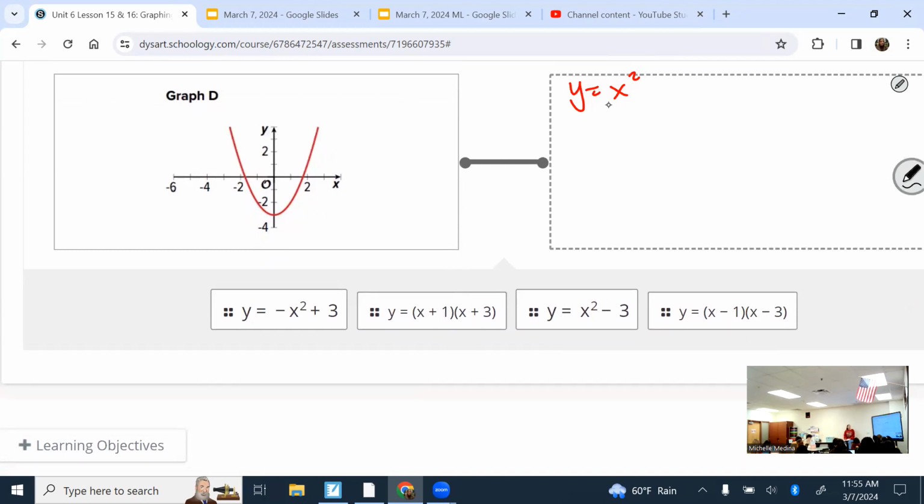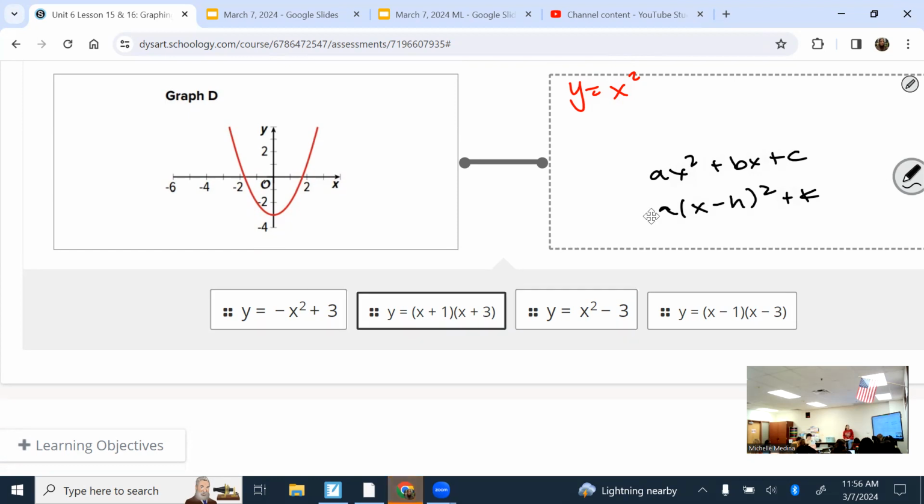So when the A, the number in front of the x squared, is negative, that is what causes it to reflect. There's A in standard form, there's also A in vertex form, and they both have the same effect. A is the letter for the number in front of the x squared. When it's negative, it reflects. So which one has a negative x squared or a negative A?